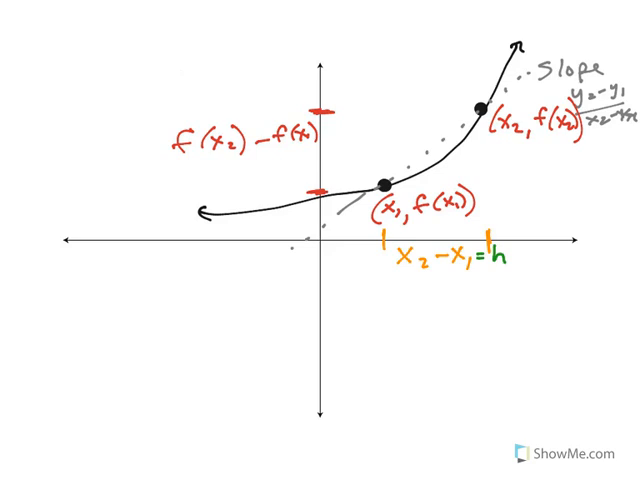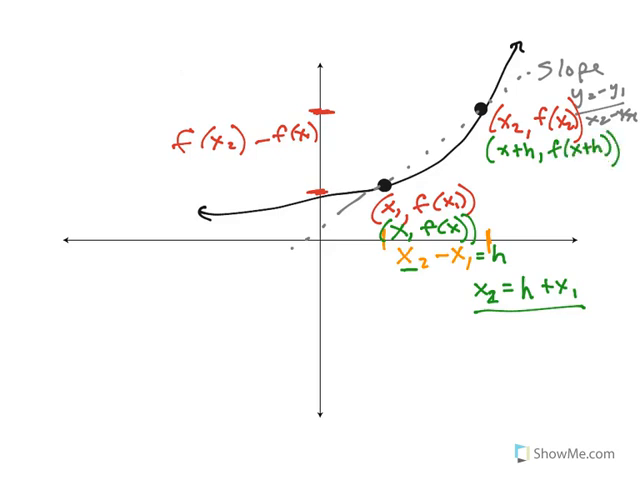This also means that x2 is the same as h plus x sub 1, if I isolate this variable. The reason I'm doing that is because right now there's a lot of x's in here. So if I redo my ordered pairs, let's make this ordered pair x, f of x, and then with x sub 2 being the same as h plus x1, this would be x plus h with the output of f of x plus h.